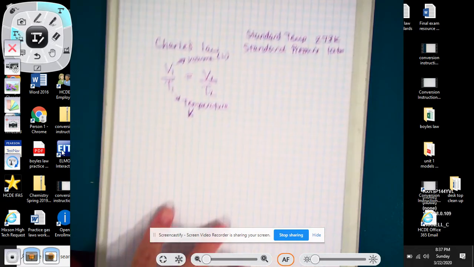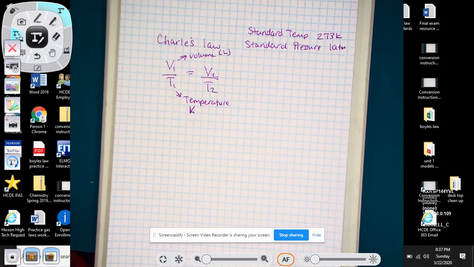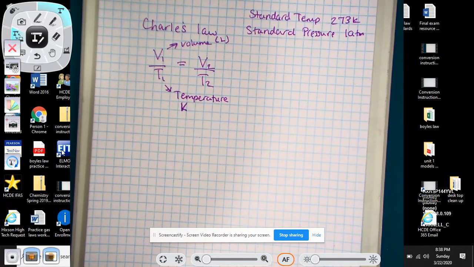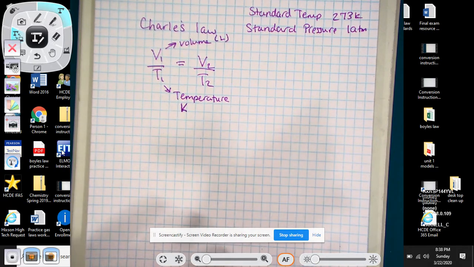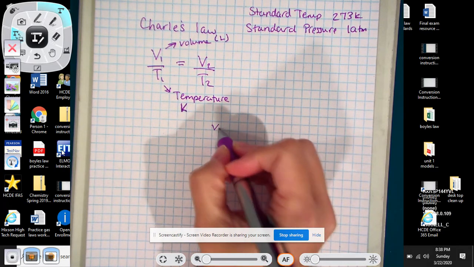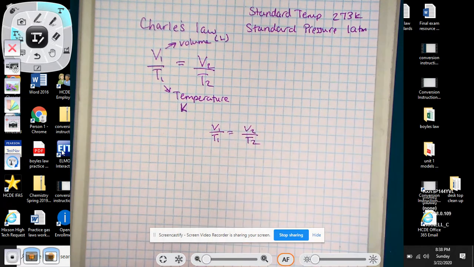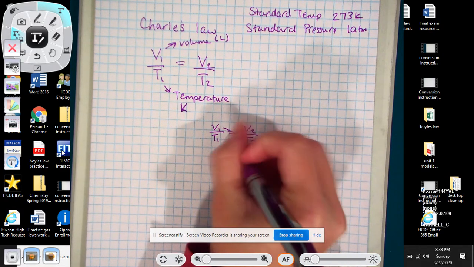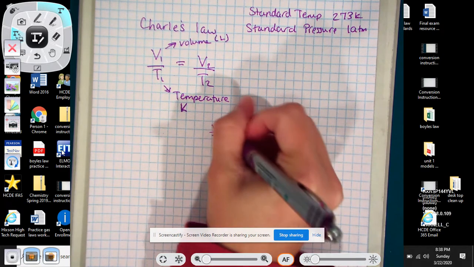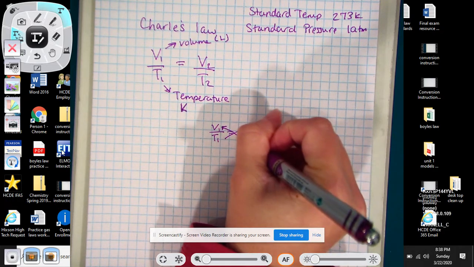Okay, so the hardest part about Charles' Law is setting up your equation. So once again, you have V1 over T1 equals V2 over T2. And the very first step to get them to where you can manipulate it, and there are multiple ways to do this, but the easiest way is just to cross multiply. When you cross multiply, everything that's in the cross gets set equal.